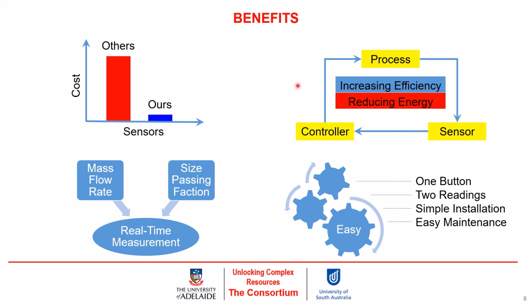Thirdly, it will be a perfect choice as part of a closed-loop control system that will automate the grinding task and hydrocyclone operation to enable energy-efficient comminution. Last but not least, the operation is as simple as pushing one button for on and off and reading just two numbers, size passing fraction and the mass flow rate. The installation is easy as well, and the probe will only need to be replaced whenever the hydrocyclone unit is due for maintenance. So the downtime can be kept to a minimum.